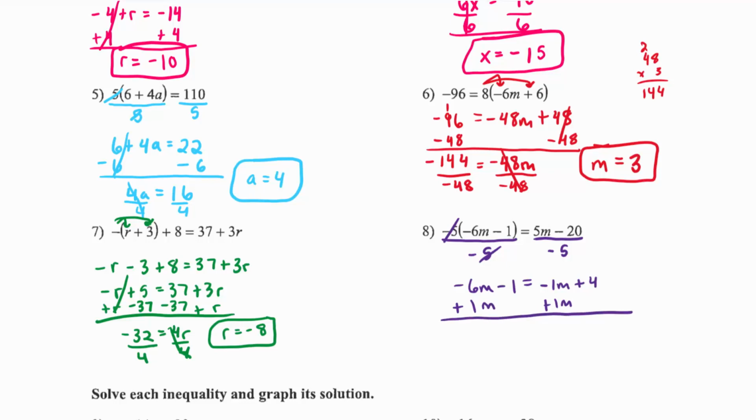I'm going to add 1m over to the left. It does not matter which way you add or subtract the letter and which way you add or subtract the number. You just want letters on one side, numbers on the other. So this is -5m equals 5. So I would divide both sides by -5 and get m equals -1.